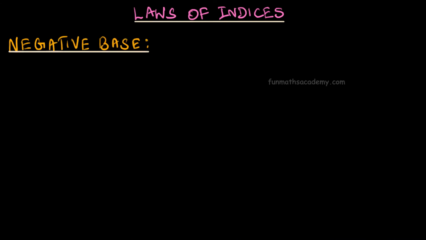The base number can also be a negative number. To indicate a negative number, we use braces. For instance, if we take minus 3 the whole square, when you expand it, we get minus 3 times minus 3. We already know that negative number times negative number is a positive number. So the answer will have a positive sign. 3 times 3 is 9, so the answer will be plus 9.